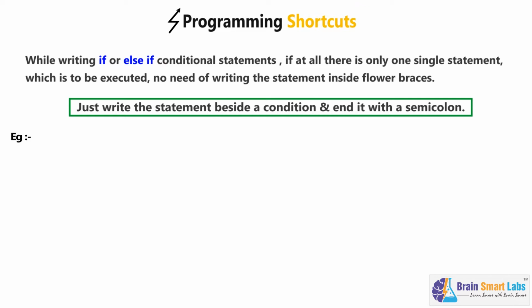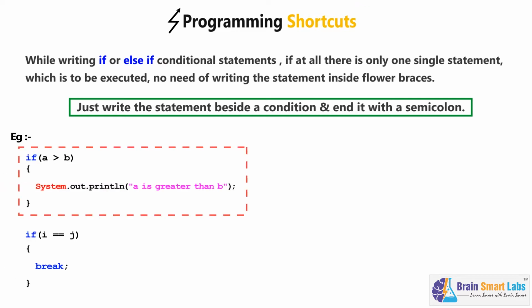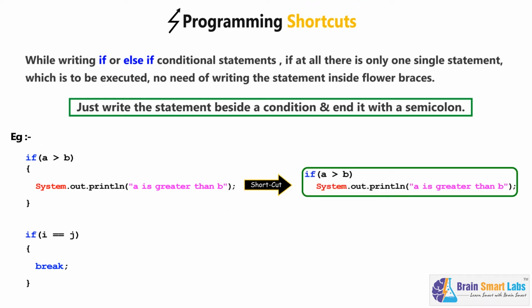For example, the programming shortcut for our first conditional statement is this. Hope you can notice no flower braces are used to enclose the below print statement. Likewise, for our second conditional if block, the programming shortcut is this, where no flower braces are used to enclose one single break statement which is to be executed when our condition goes true.